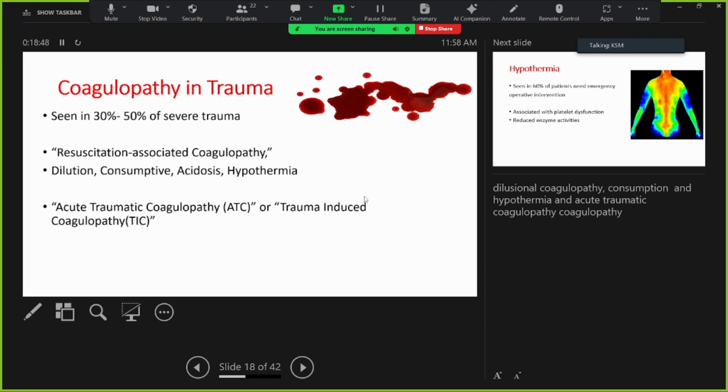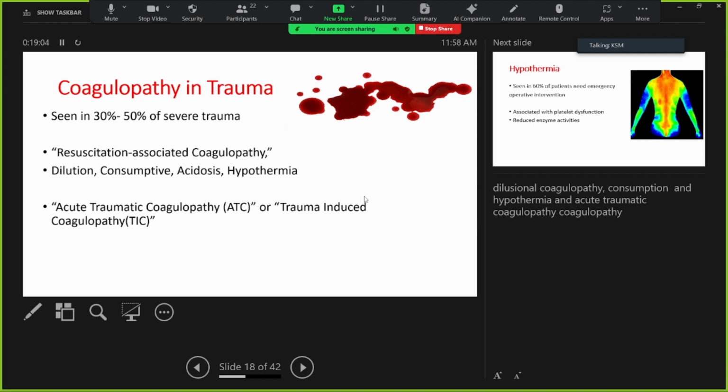To talk about coagulopathy, that is the main killer in trauma resuscitation. If you do not correct the coagulopathy, it will end up with death or morbidity in trauma.